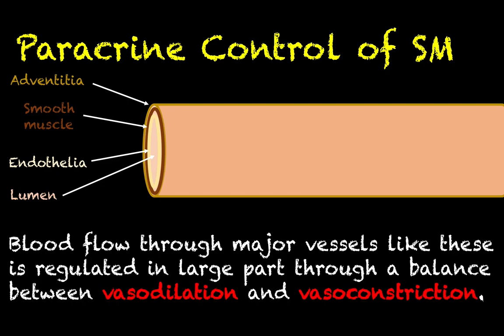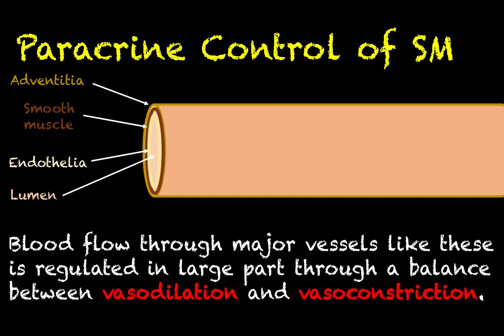So the idea here is that blood flow through big vessels like this has to be regulated through a balance of what we call vasodilation and vasoconstriction. True to what the names mean, and you probably already picked up on this, blood vessels can regulate their diameter. Vasodilation opens up the diameter of the blood vessel and allows blood to flow much more freely. Vasoconstriction restricts the diameter of the blood vessel, meaning that it has a much smaller lumen, meaning that blood will not flow through nearly as well.